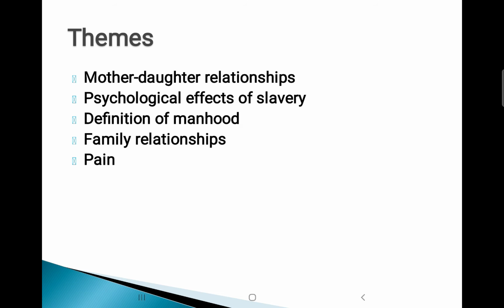So the relationship between mother and daughter was so deep. Sometimes she is so protective that she is actually choking the relationship. That means it is not good for the daughter. So this is the kind of maternal bond we can see over here.